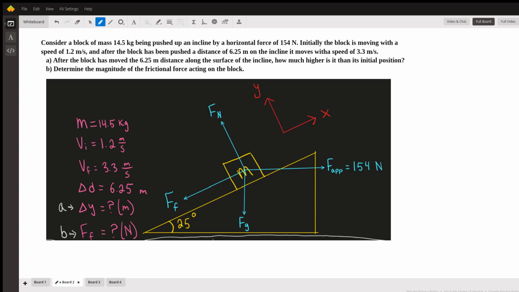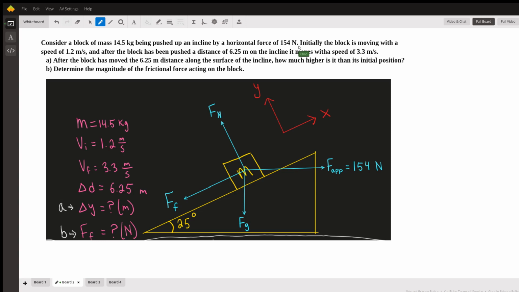Letter A. After the block has moved the 6.25 meter distance along the surface of the incline, how much higher is it than its initial position? And letter B. Determine the magnitude of the frictional force acting on the block.